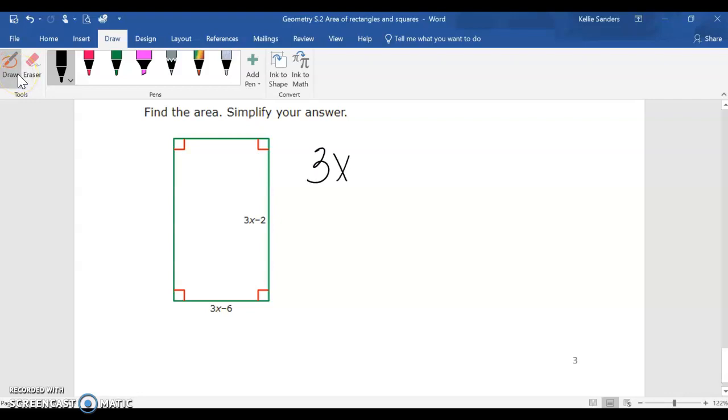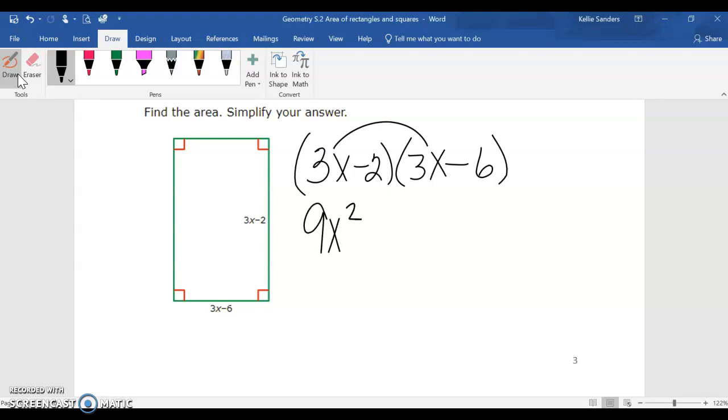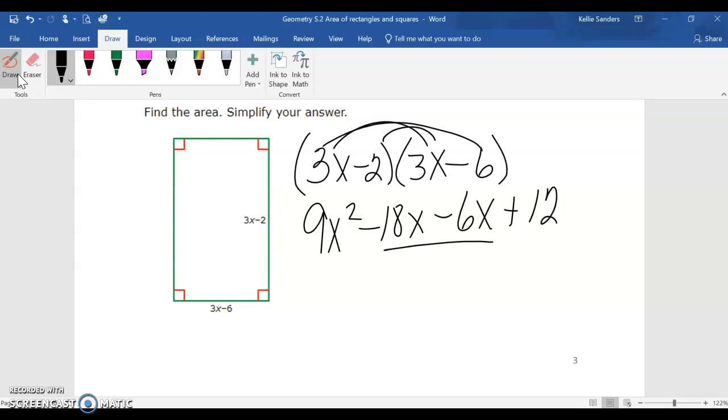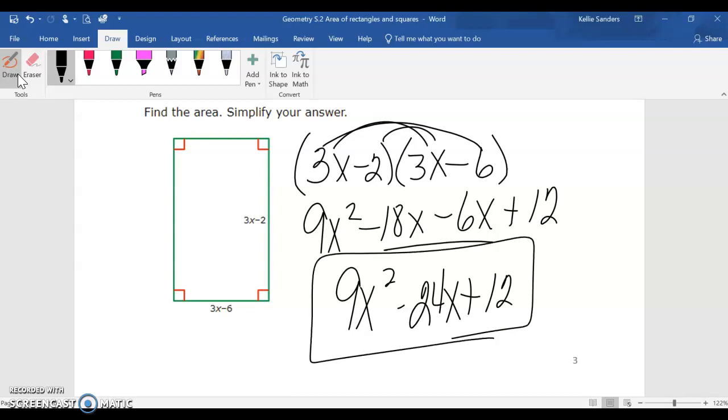Same, 3x minus 2, 3x minus 6. We're multiplying everything in the first parentheses to everything in the second parentheses. So 3x times 3x is 9x squared. 3x times negative 6 is negative 18x. Negative 6x plus 12. You're going to put your like terms together. There you go.